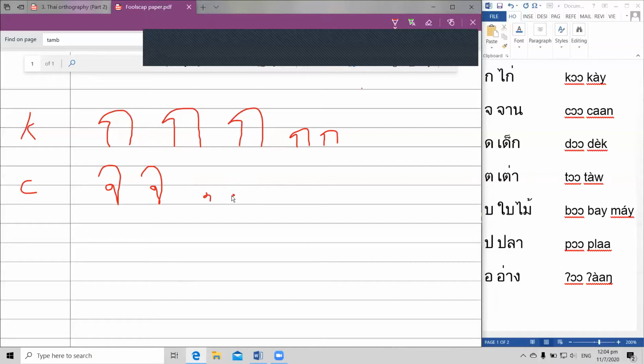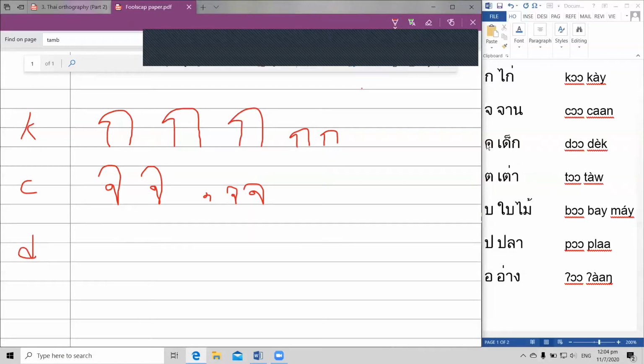If I write it small, it will look something like this. All right, something like this. Try again. Start from the circle first, go down and up. All right, this is cho chan. Start from the middle, by the way. Next, we have do dek.